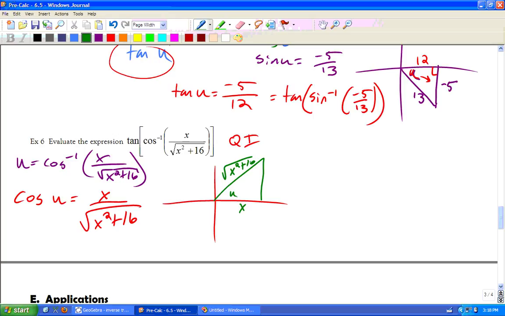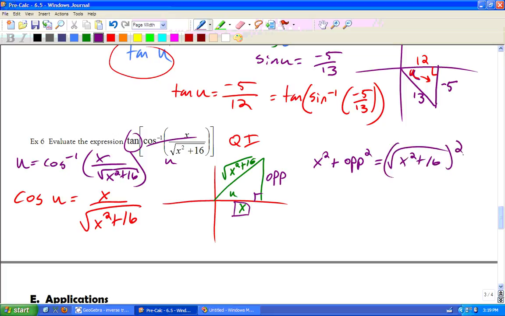I'm going to write out Pythagorean's theorem rather than just saying what it is. We're looking for the opposite side, because we're looking for the tangent of this whole thing, which became u, which means we need the opposite and the adjacent. The adjacent we have is x, which is nice, but we need to figure out the opposite. When we use Pythagorean's theorem, we get x squared plus the opposite squared equals the square root of x squared plus 16, that whole quantity squared.